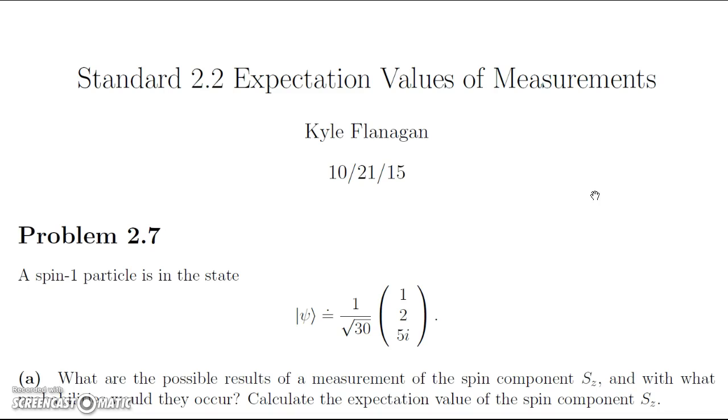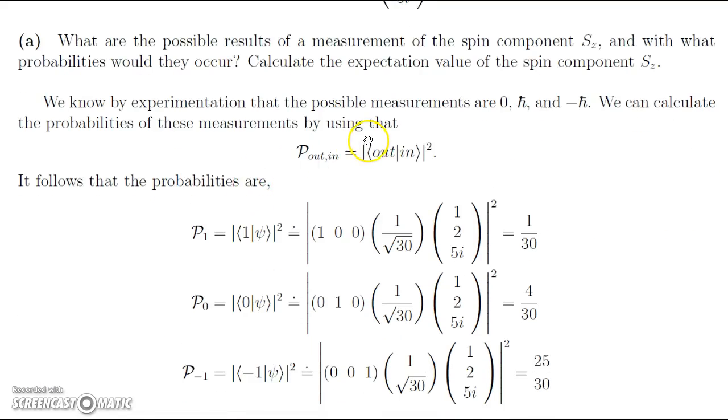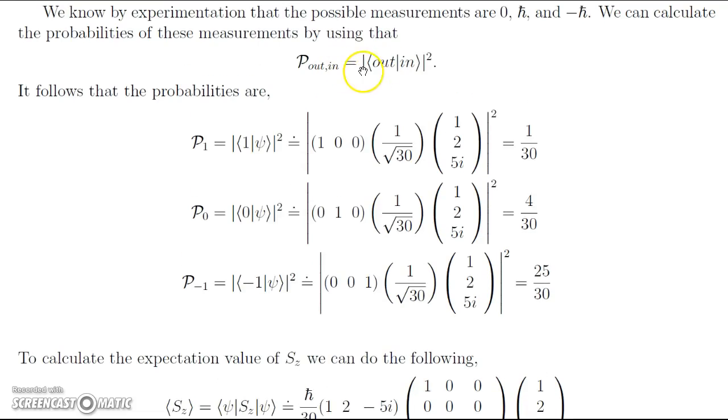And part A states, what are the possible results of a measurement of the spin component S_z, and with what probabilities would they occur, and to calculate the expectation value of this spin component operator. And we know by experimentation that the possible measurements are 0 and plus or minus h bar, and we know that these are the eigenvalues of the S_z operator by postulate 3.